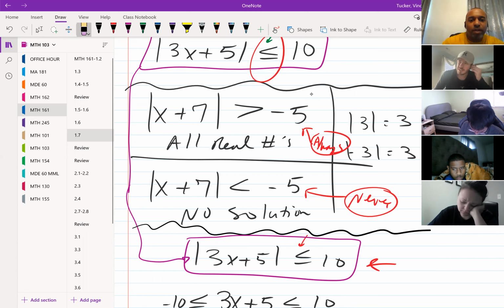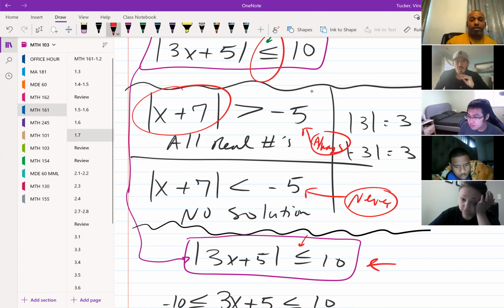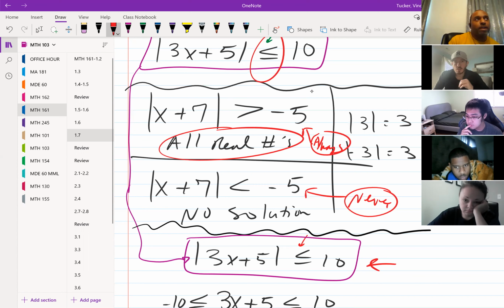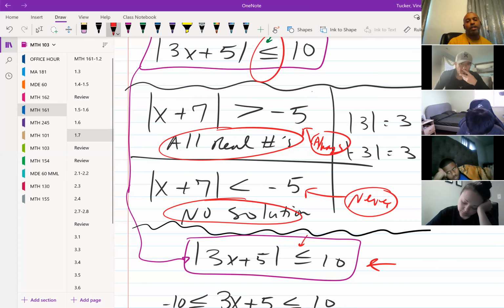So yeah, absolute value of x plus 7, if it's greater than a negative number, right, absolute value cannot be negative. So you ask yourself, when is the absolute value of this greater than -5? The answer is always. So if it's compared to a negative number, that's going to be all real numbers. But if the absolute value of x plus 7 is less than -5, that's never. So your answer would actually be no solution. That's why, when we talked about it initially, it said if that C is positive, then you have those results. But if you compare it to a negative, those are your two options.